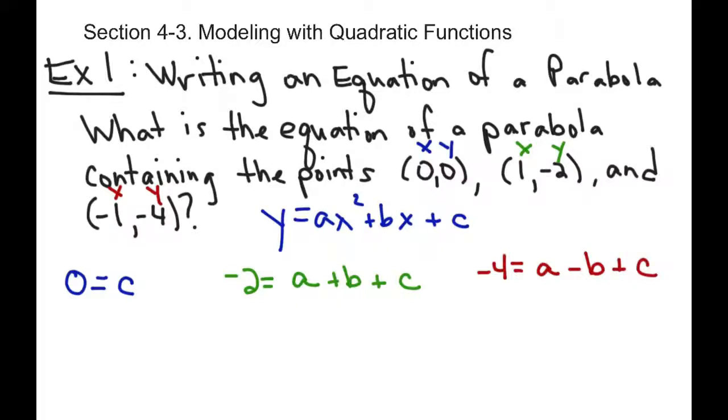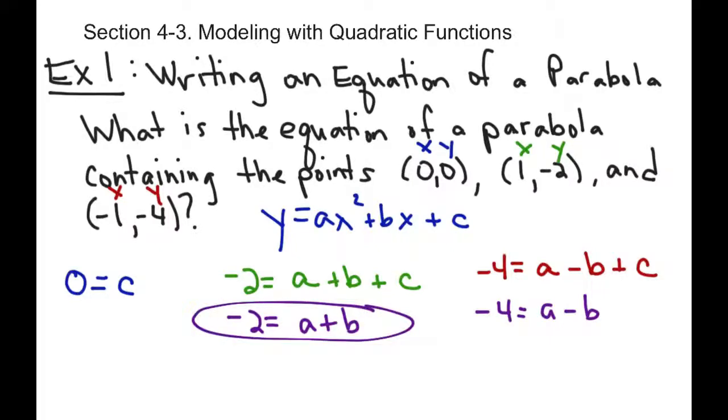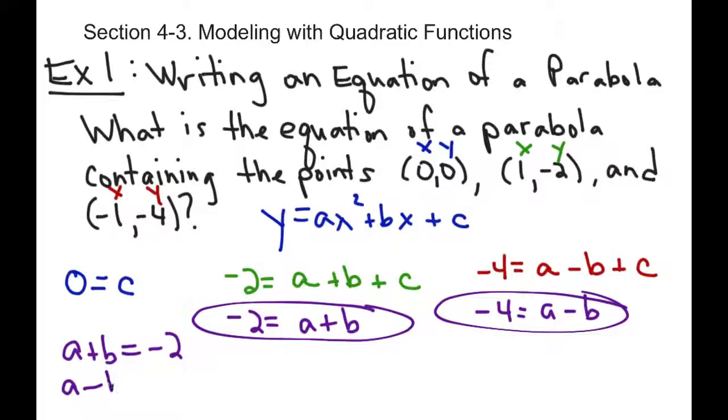Now I want you to notice that I've already determined that c is equal to 0. I can now plug in 0 into each of these equations in place of c. What I'm left with is 2 equations where I don't know a and b. If I rewrite these equations as a plus b equals negative 2 and a minus b equals negative 4, I get what's called a system of equations.